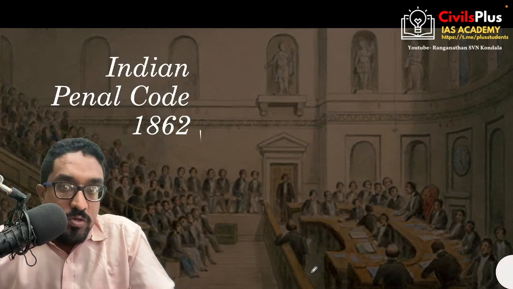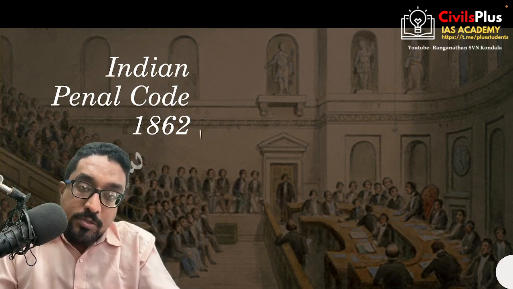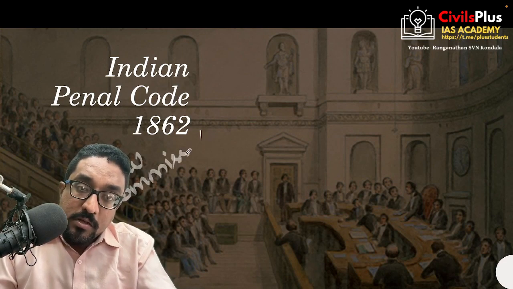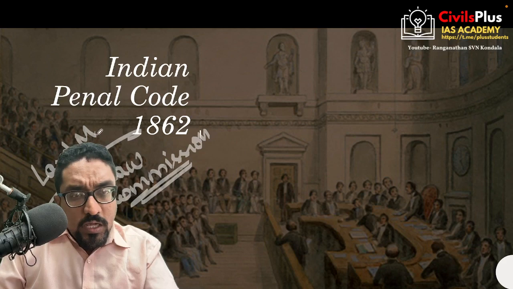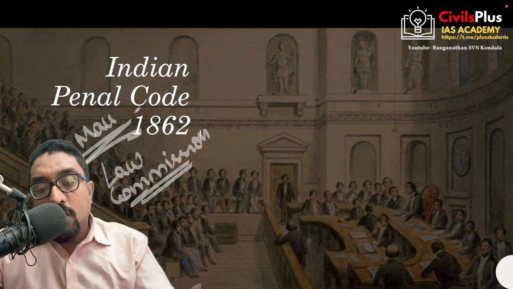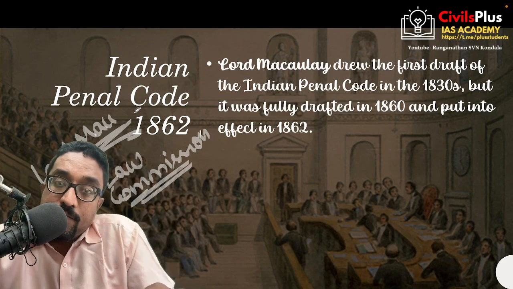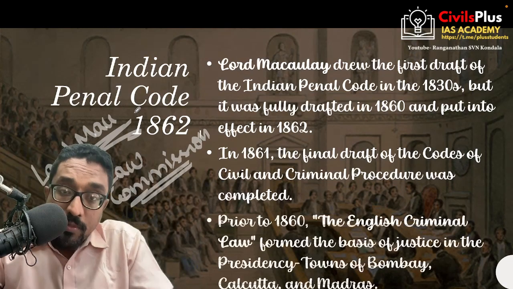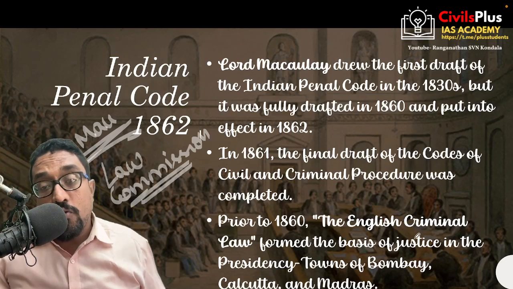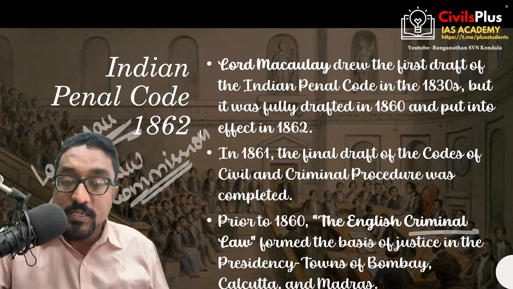Now, just like how the court system was altered, the Indian Penal Code was also established. See, previously we had something called the Law Commission, which was established in 1856, and Lord Macaulay was a Law Commission member. Based on the Law Commission's reports and suggestions, the final draft of the Indian Penal Code was created. Now, in 1861, the final drafts of the codes of civil and criminal procedure were completed. And prior to 1860, India was being ruled by English criminal law, which was the basis in the presidency towns of Bombay, Calcutta, and Madras. And after that, the Indian Penal Code came into existence.